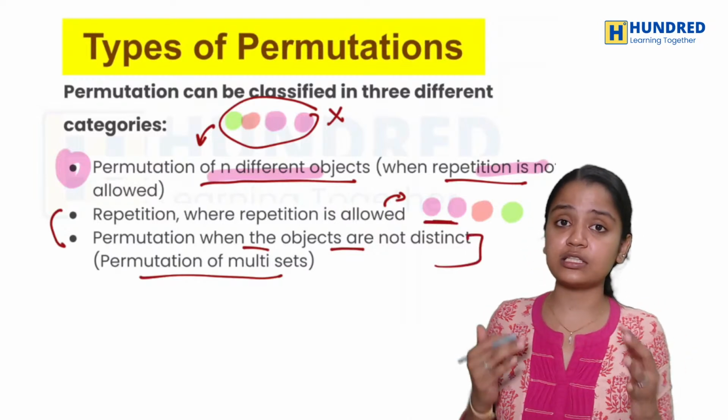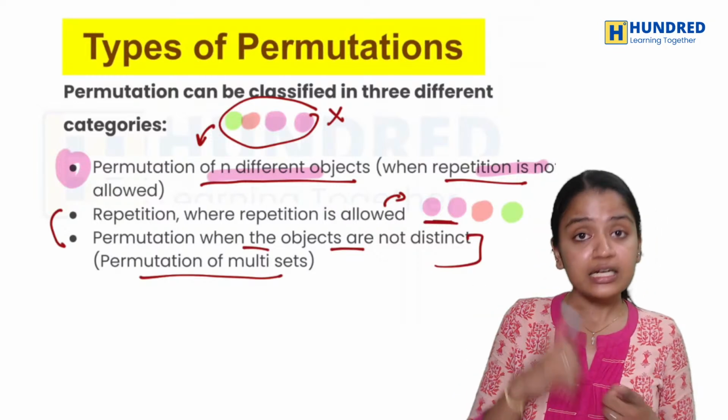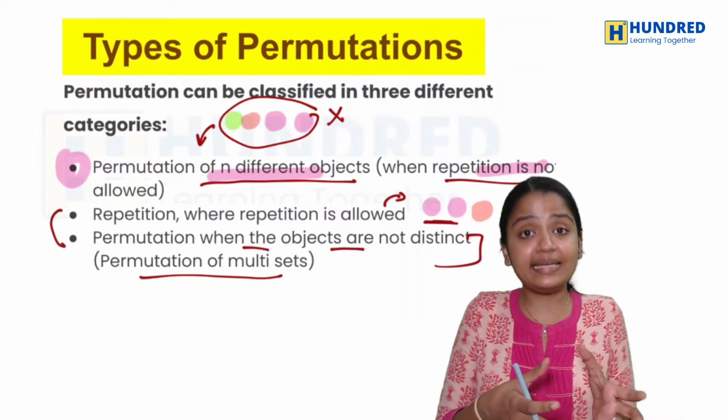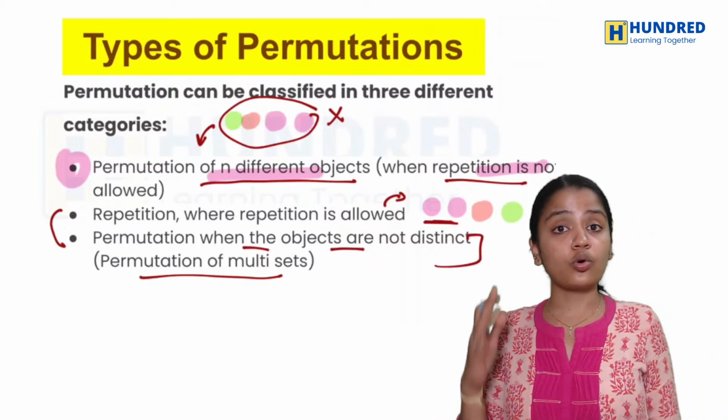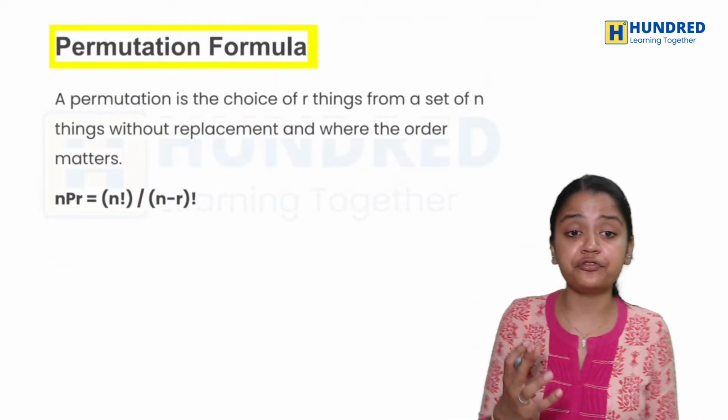Mostly we won't be dealing with the third point. In our syllabus, mostly only the n different objects or the repetition categories are involved. So yes, now let's talk about the permutation formula.